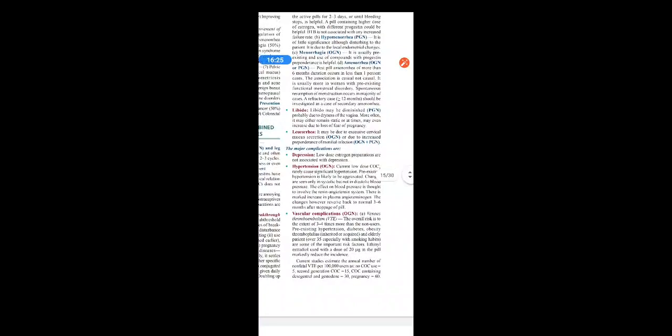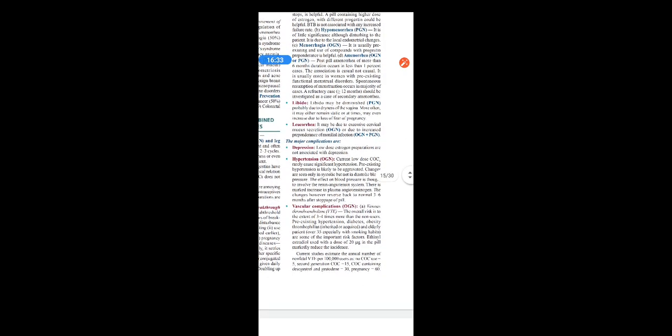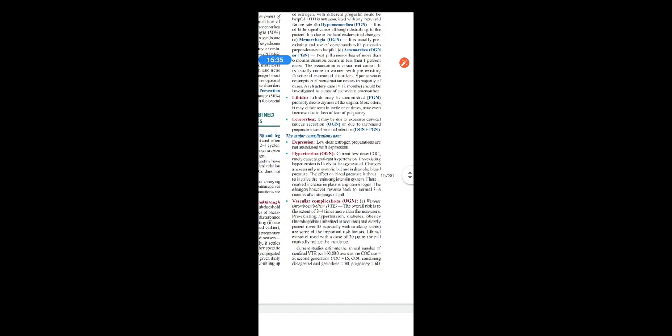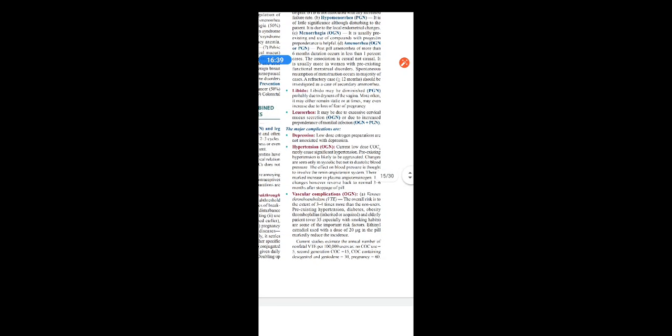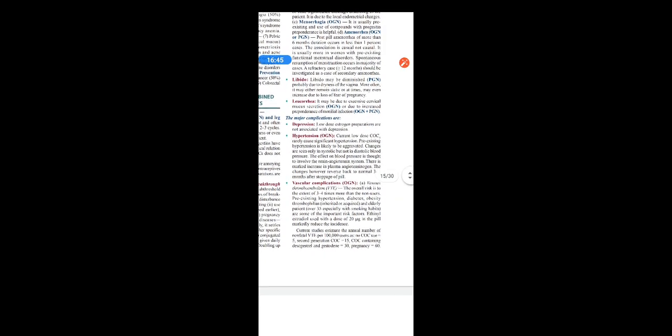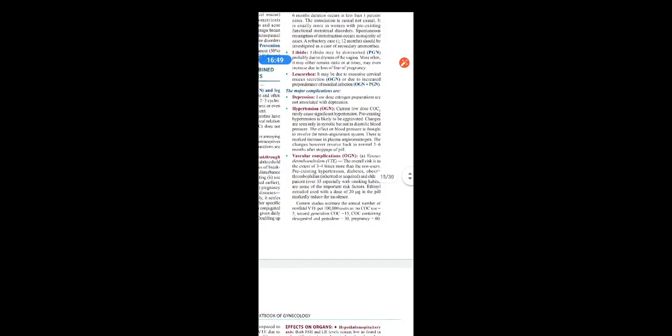And there is hypomenorrhea. It is less significant although disturbing to the patient. It is due to the local endometrial changes. Menorrhagia is usually pre-existing and use of compounds with progestins is helpful. Amenorrhea: post-pill amenorrhea of more than 6 months duration occurs in less than 1% of cases. Libido may be diminished, probably due to the dryness of the vagina.